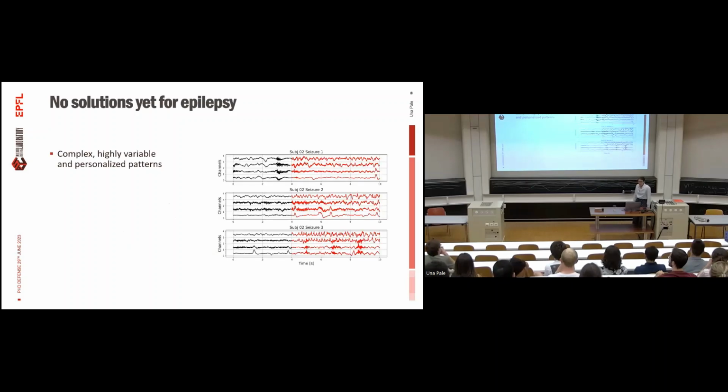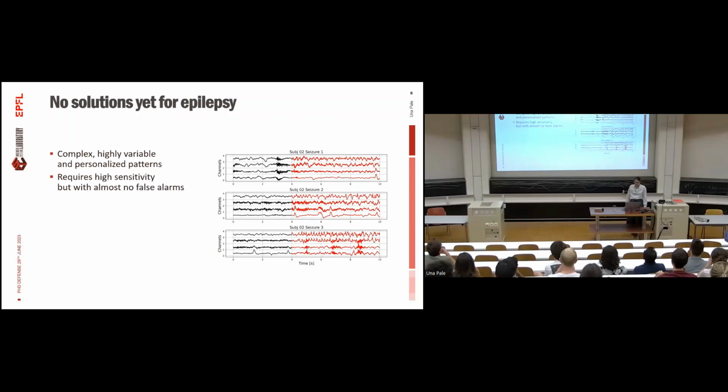So epilepsy is a highly complex disorder where here, for example, we see EEG patterns of one subject during 3 different seizures and on several channels. And we can see how variable the seizures and the patterns actually are.